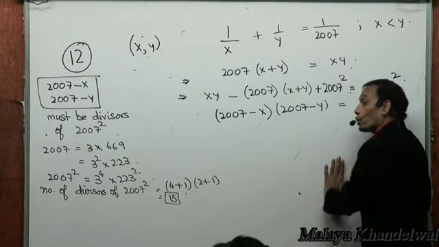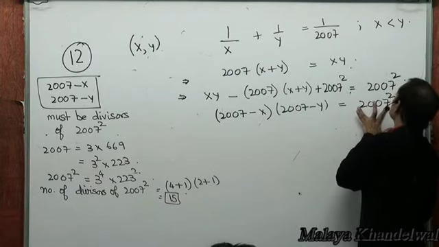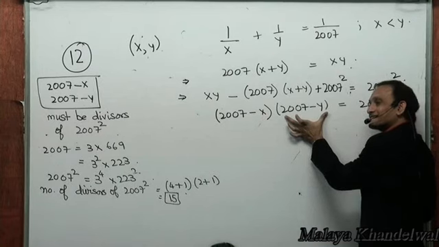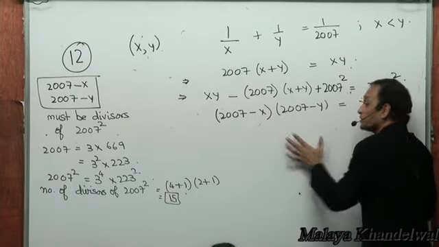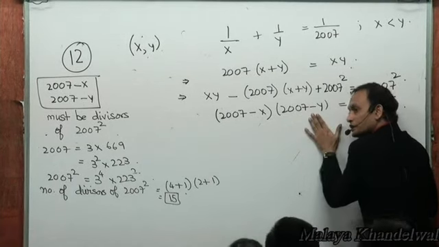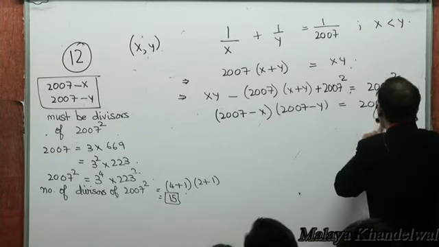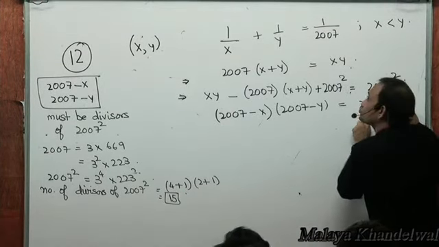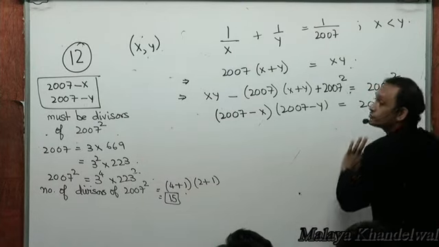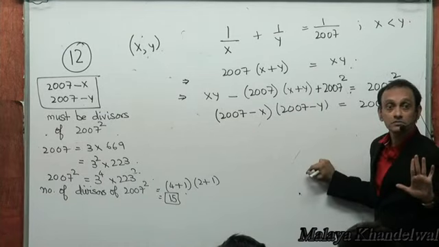Essentially, what is it that I'm trying to find? I'm trying to find the number of ways in which 2007 squared could be expressed as a product of two numbers, in which they are different. This is different because x is different from y. One is smaller, the other one is larger. I'm trying to find the number of ways in which 2007 squared could be expressed as a product of two integers. This is all that I'm trying to find effectively, right?